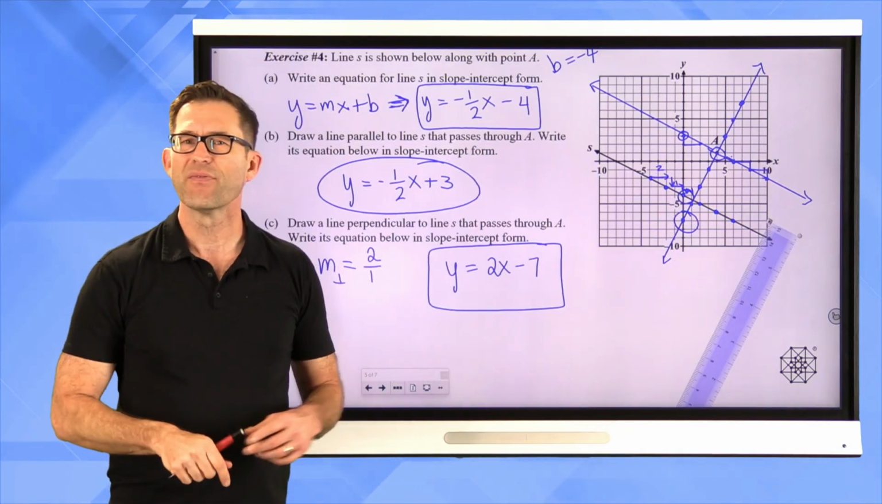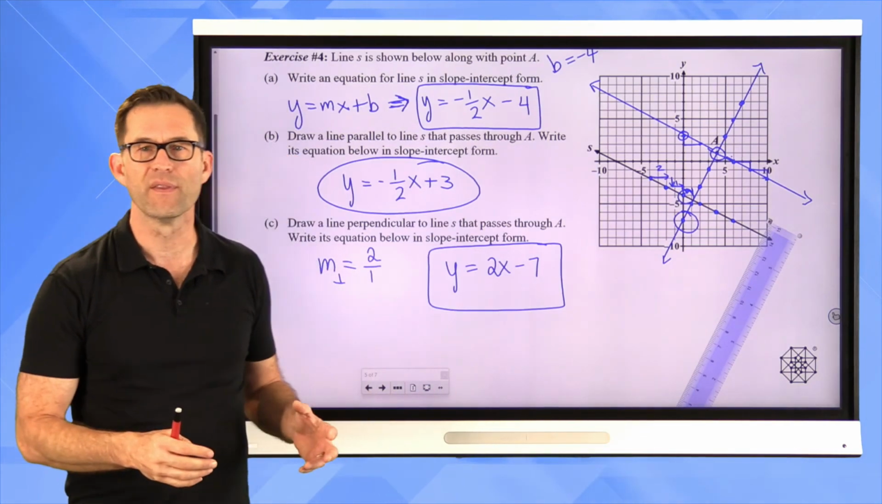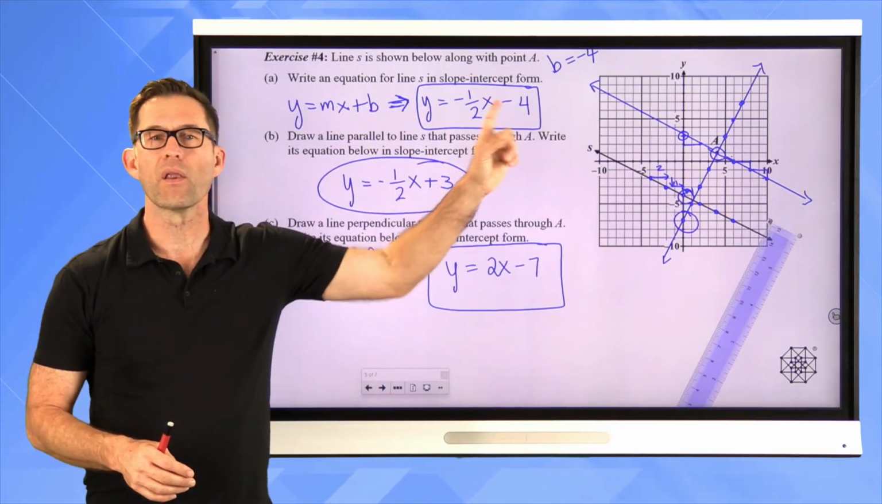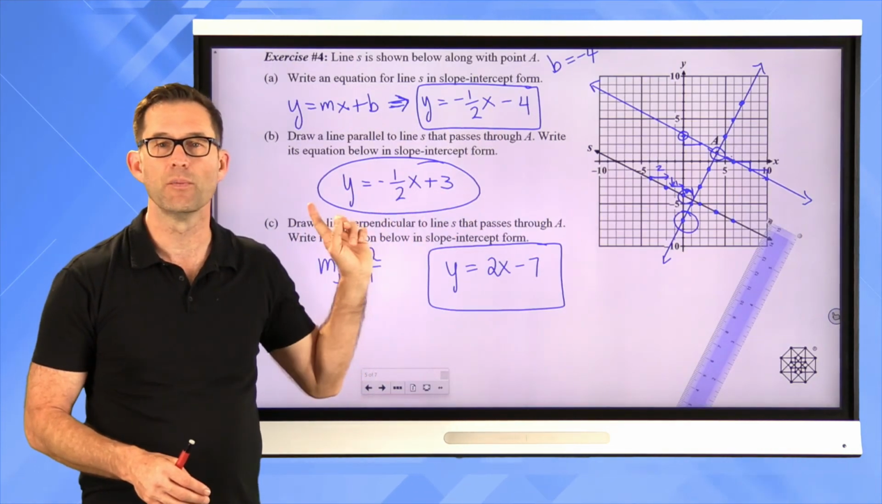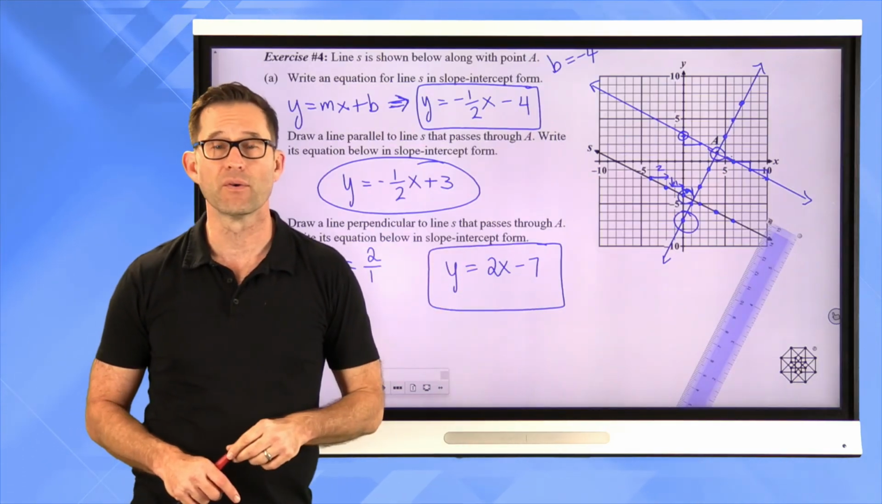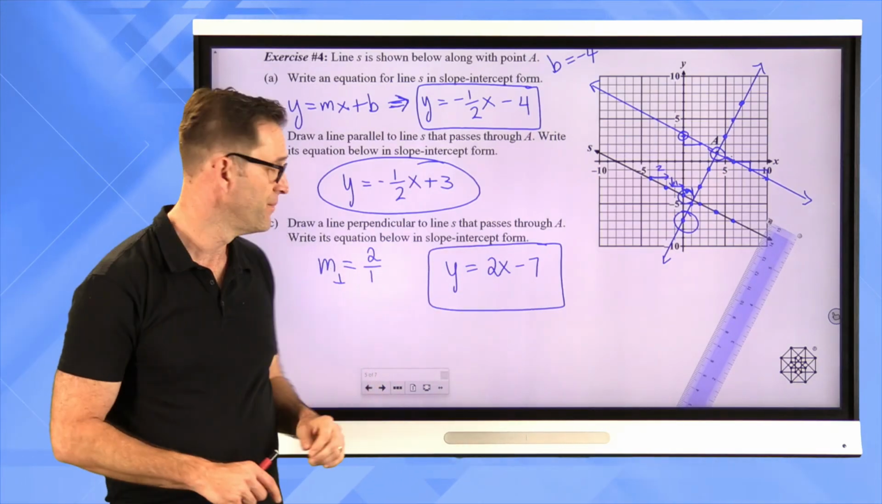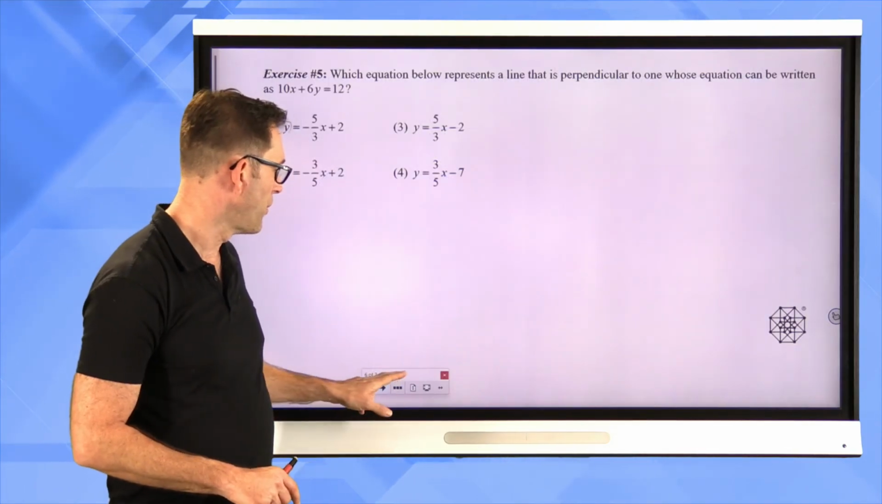All right. And think about everything that got involved in this problem. We've got parallel lines with equal slopes, perpendicular lines with negative reciprocal slopes, and then we simply have the slope-intercept form of the line. Let's do one more problem.